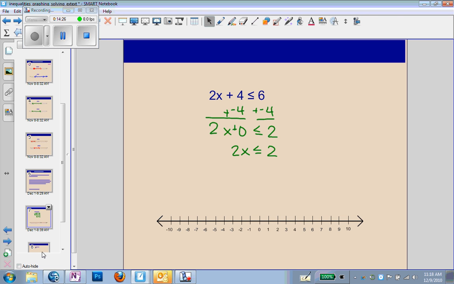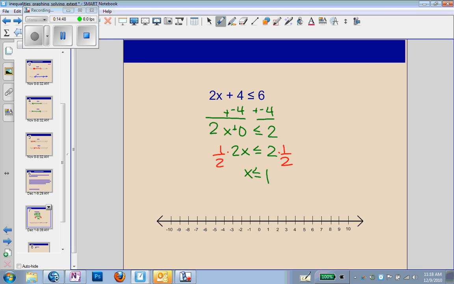1/2, is that negative? No, so do we need to flip the inequality? No. So multiply both sides by 1/2. I do not flip the inequality because my reciprocal is positive. And then I just wrap it.